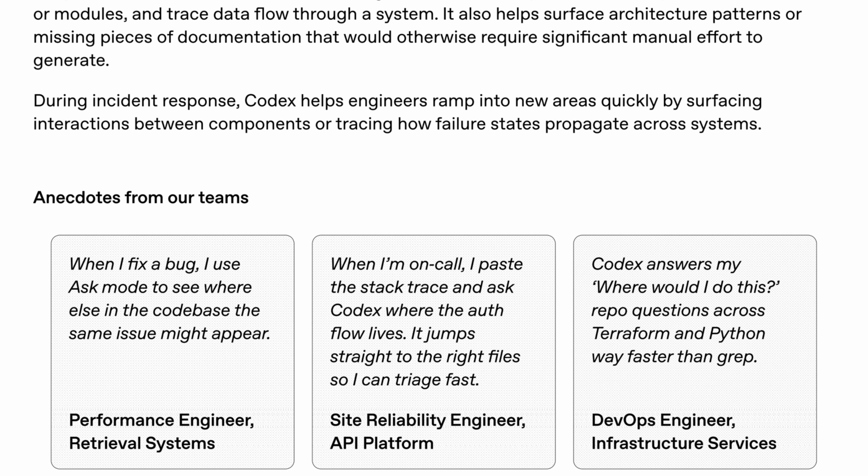First, when I fix a bug, I use ask mode to see where else in the codebase the same issue might appear. Amazing. And the next one I liked is when I'm on call, I paste the stack trace and ask Codex where the auth flow lives. It jumps straight to the right files so I can triage fast.